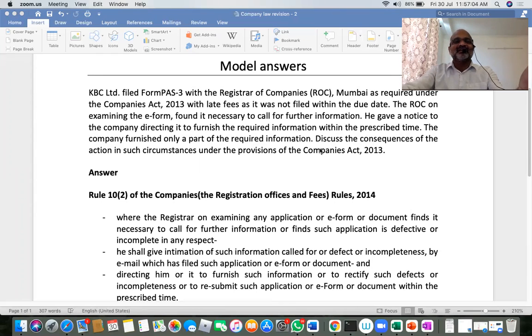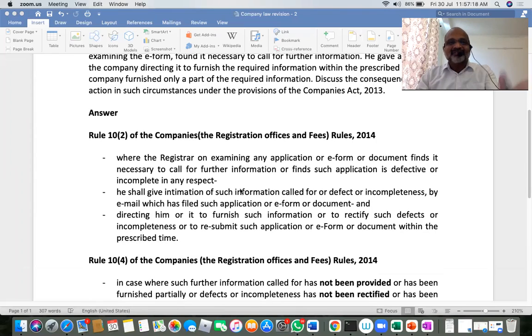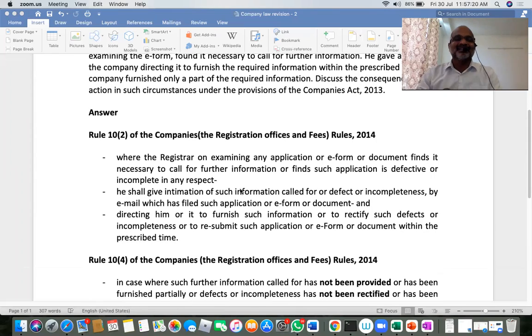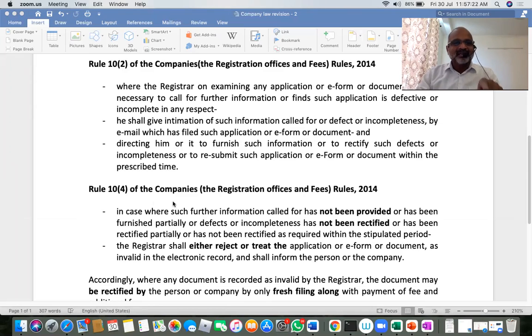In the case very clearly the company has resubmitted, but the company has again given wrong information, or incomplete information, or false information, or the information which is required by the ROC has not come complete. For that we have to give some answer, right? So here you see Rule 10 sub rule 4.